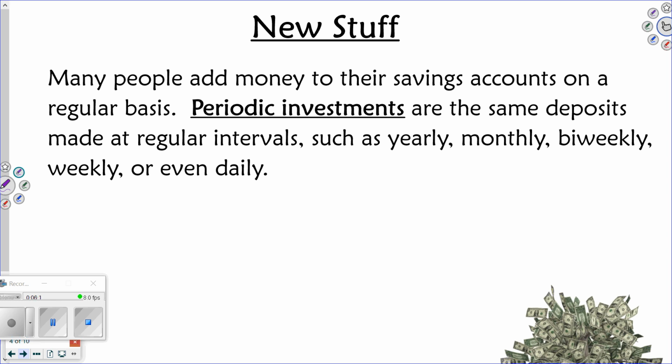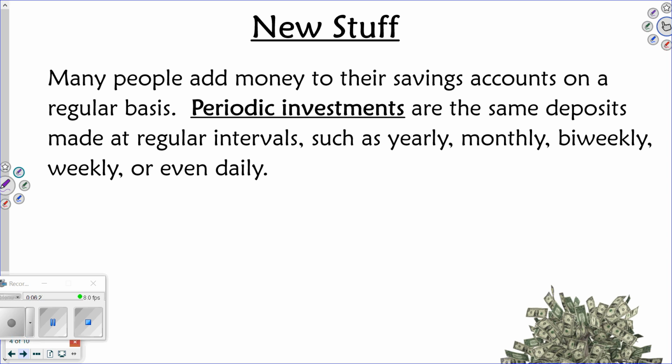All right, anyway, so that's what this is. Periodic investments. I will try not to do that again. Periodic investments, though, that's the same deposit at a regular interval. So mine is twice a month. Mine goes in twice every month, $100 every time.